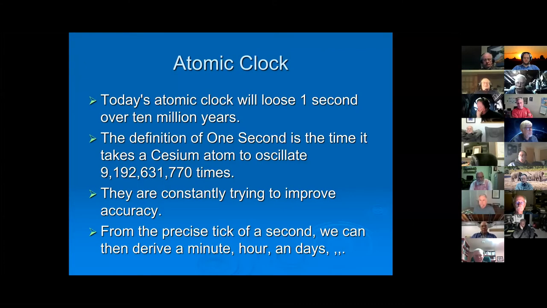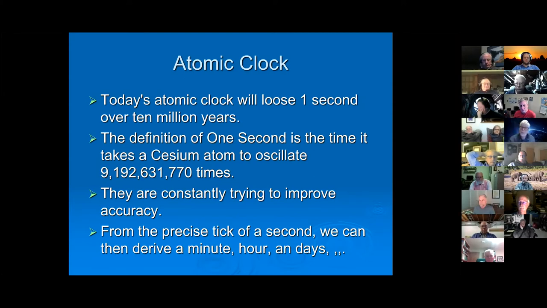So the interesting thing is that you think, well, gee whiz, that's pretty darn accurate, 1 second over 10 million years. But the guys there at the laboratory are continuing to try to improve, and they actually have some breadboard stuff all put together for improving that accuracy quite significantly. From that precise tick every second, we then can derive minutes, hours, days, and so on. But basically, it all gets derived from that 1 second.